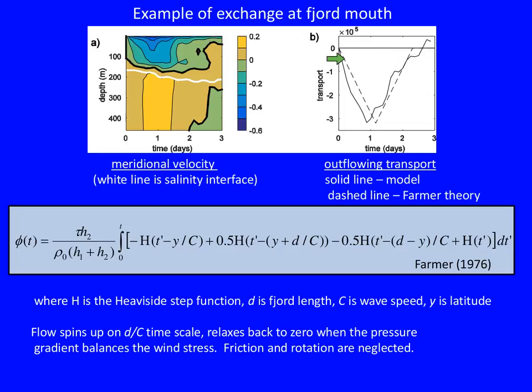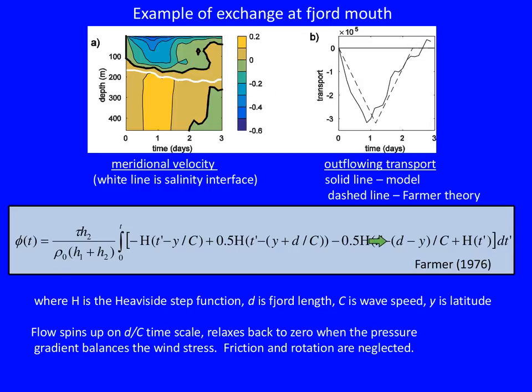This dashed line is what comes from this simple two-layer theory of Farmer down here, and it agrees surprisingly well. It spins up almost linearly. After about 1 day, it turns around and goes back to 0, and then in the theory, it remains motionless. So at this end state, you've got wind blowing, trying to blow the water out the fjord, and that has set up a pressure gradient that exactly opposes the wind. So there's no acceleration of the flow, and it remains at 0.